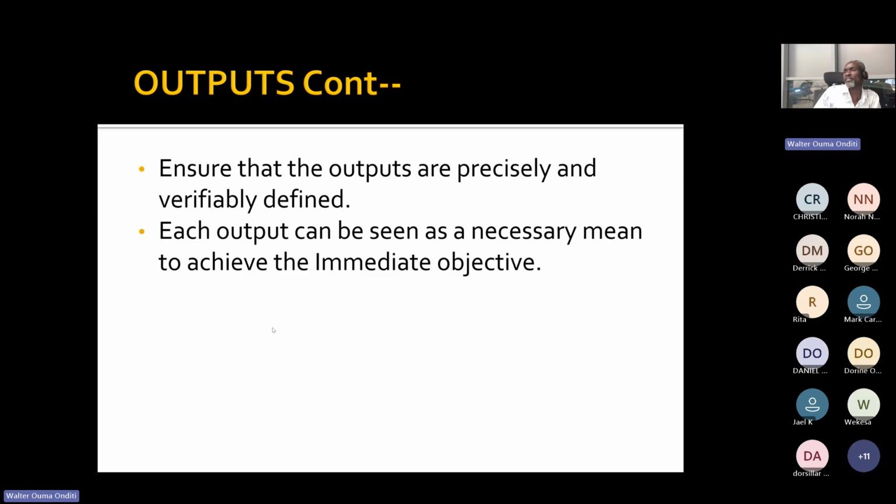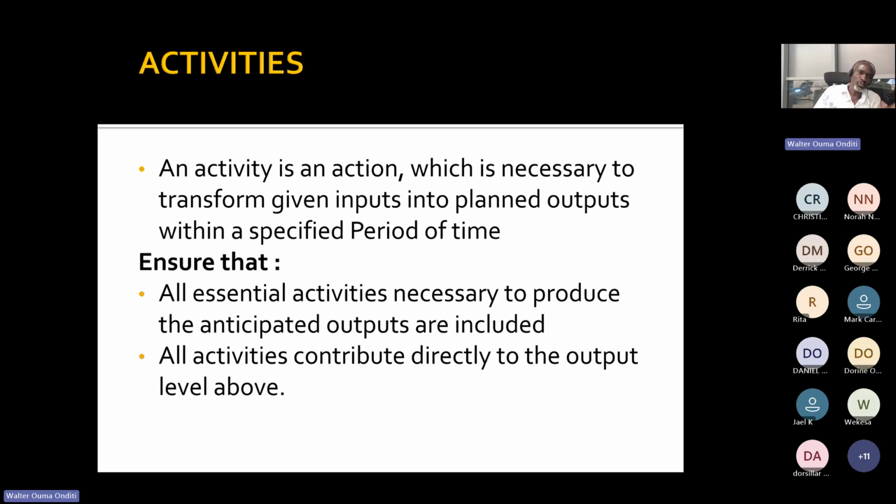And that should give you, as I said, the activities. An activity is an action, we have defined this, which is necessary to transform given inputs into planned outputs within a specified period. Now, critical to activities, ensure all activities necessary to produce the outputs are included. For the assignments, we will not do all, but for your practice, you may try to include all. We're actually going to pick any case project within the group. I think Rita will guide us on how the groups would be formed, so that what is done in the group is what will transform into individual work.